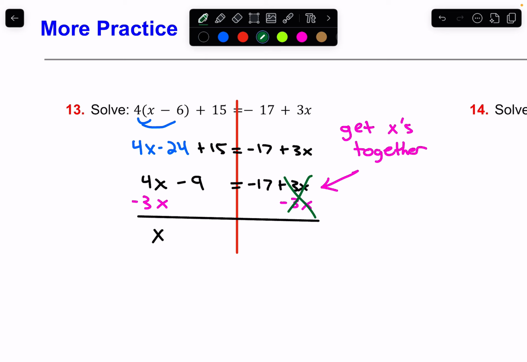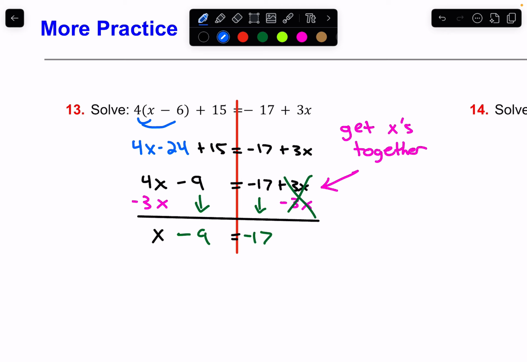And then notice that these other things were unused. So I'm just going to drop them down. -9 drops down, -17 drops down. I didn't do anything with them yet, so they're still just there. So now we have a problem that looks just like the ones we were solving earlier. We have x minus 9 on the left. We have -17 on the right.